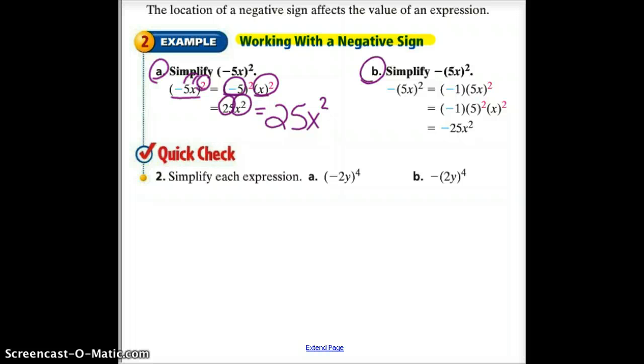Now in B, the negative is on the outside here. So I'm just going to deal with that later. We're going to multiply our final answer by a negative 1.